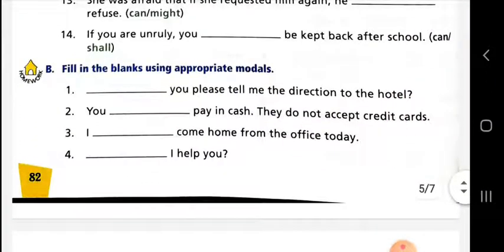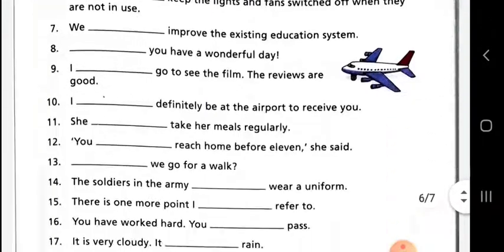In exercise B, fill in the blanks using appropriate modals. Exercise 1. Would you please tell me the direction to the hotel? You may pay in cash. They do not accept credit cards. I will come home from the office today. May I help you? So like this you can solve these exercises.